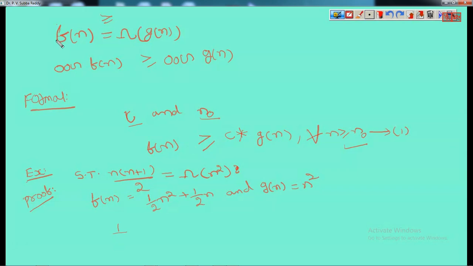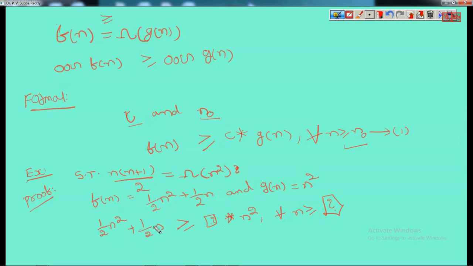On one side I have 1/2 n² + 1/2 n, that should be greater than or equal to some constant times g(n). g(n) is n², for all n greater than or equal to some constant. These two values, these two question marks, we need to find.